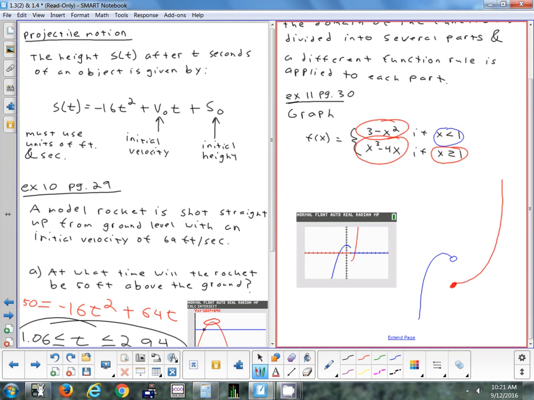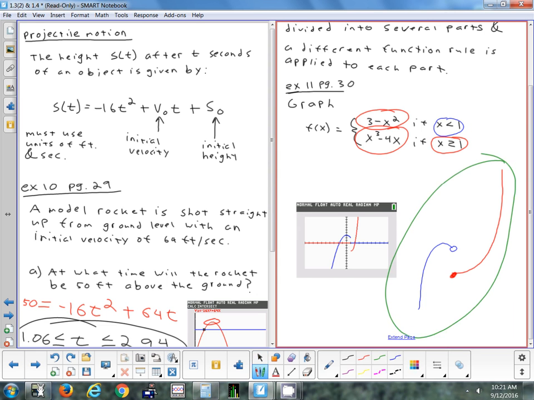Okay, the part where it traces along the x-axis, it's because the calculator doesn't know what to do because you told it don't draw there. So that's what it did. But that's what it should look like. Any questions on that?